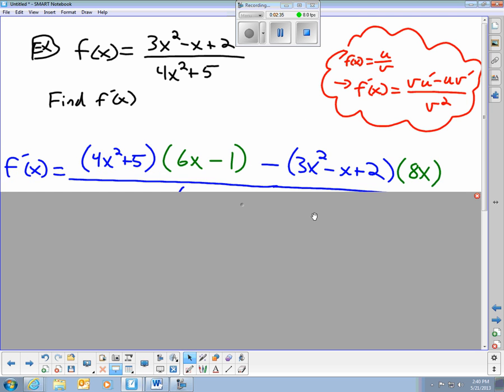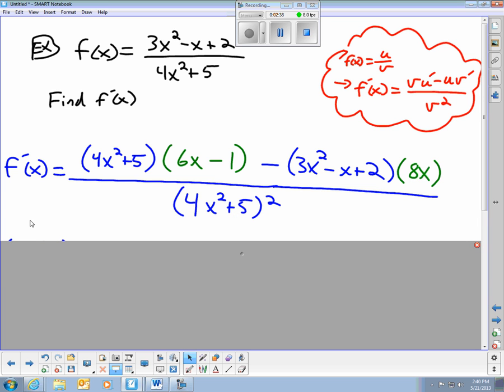So as we go to our next step, let's take a look at that. We can say that f prime of x is equal to 4x squared plus 5. That's my v term, that's down in the denominator. Times 6x minus 1. That's the derivative of u, or the expression in my numerator, minus, following the formula, u, which again is the expression in the numerator, times v prime, which is the derivative of the expression in the denominator. And that's all divided by v squared, again, the expression in the denominator squared.